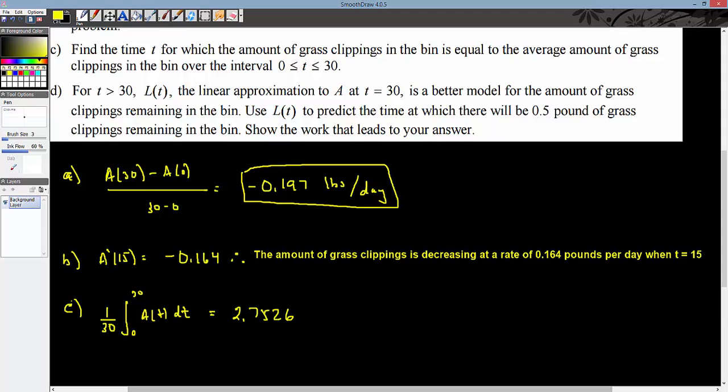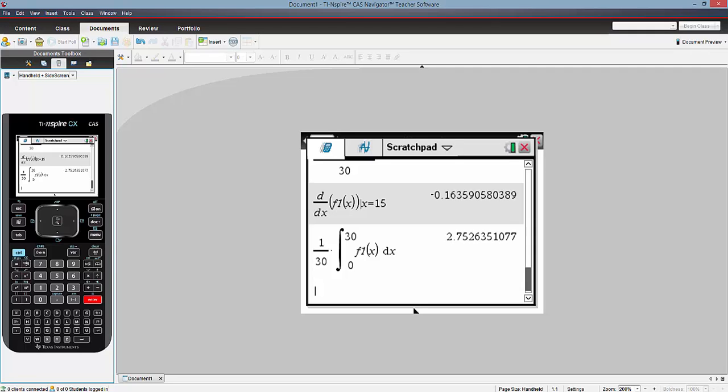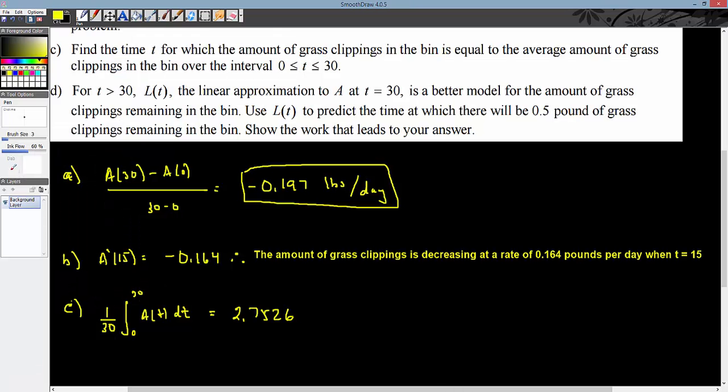2.7526 3510. 351077. Okay, this is telling me how much grass is in the bin, but remember, they're not asking for that. They want me to find out when this number is equal to the average amount of grass clippings in the bin. So I need to take this number and set it equal to A of t in order to find out the time at which this is true.